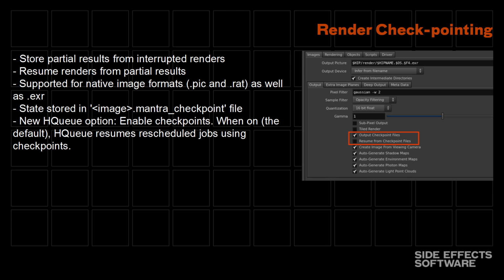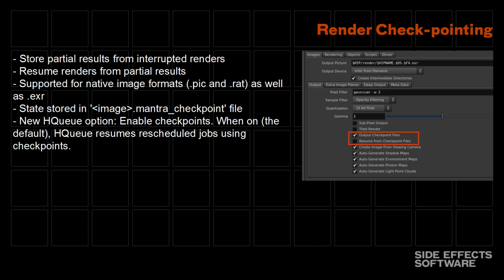The render checkpointing is supported for native image formats within Houdini, which includes PIC and RAT textures, as well as for the OpenEXR image type. So what you'll notice in your renders now by default, and you'll find this in the rendering tab under output, is a toggle for output checkpoint files. By default, Mantra will always be rendering these for you, and they're stored alongside your image. So you'll have your image name .mantra checkpoint file.